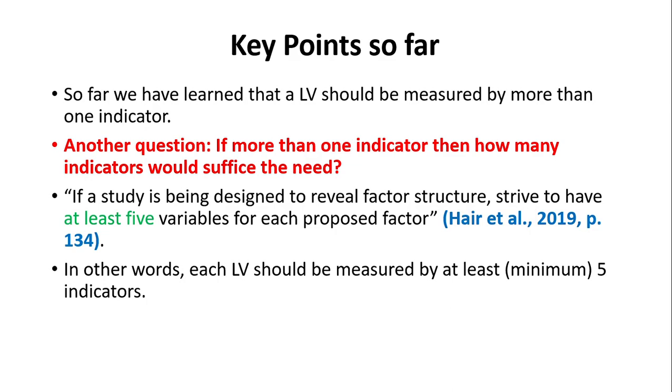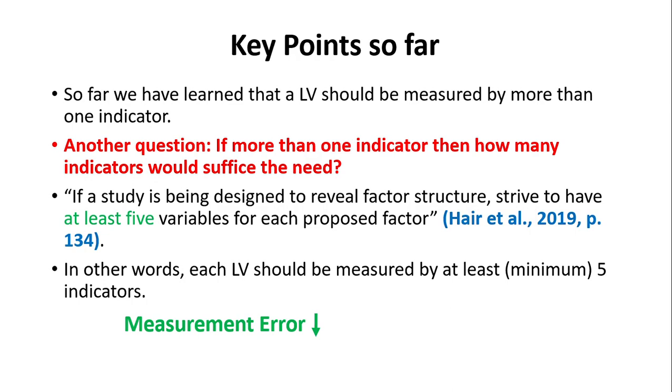2, 3, 4, 10. So in the latest edition, that is the 8th edition of Multivariate Data Analysis, Professor Joseph Hair with his colleagues in 2019, page number 134, they have clearly mentioned that if a study is being designed to reveal factor structure, strive to have at least 5 variables for each proposed factor. Over here, variables means indicator items and factor means latent variable. So what is the central idea? Every latent variable should have at least 5 indicator items.